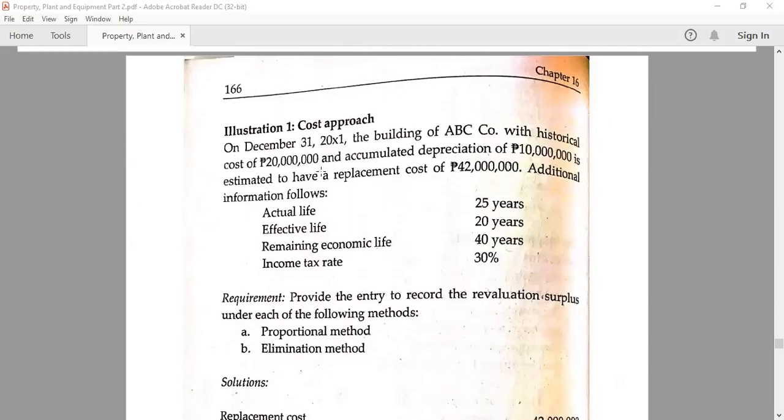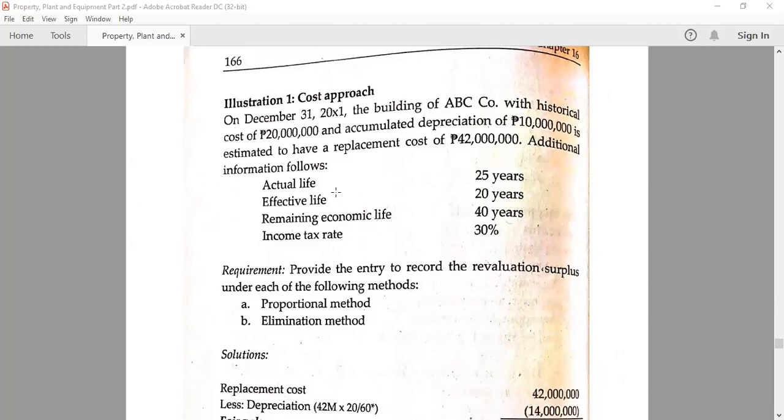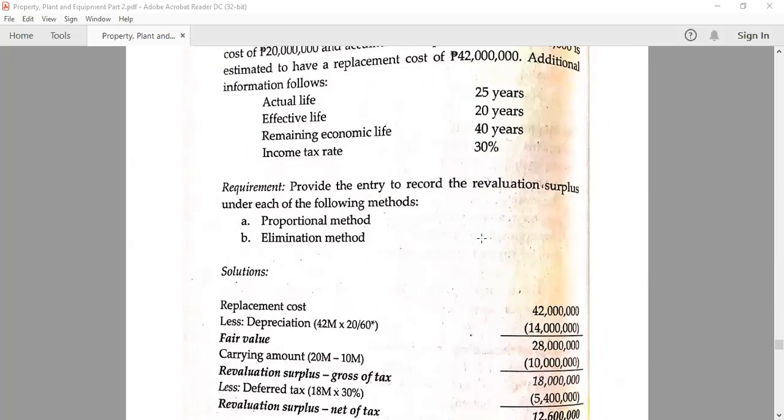Okay, so this is an example of that. Let's say historical cost is 20M, accumulated depreciation is 10M, replacement cost is 40M. Replacement cost means the cost at the current time if we would like to acquire a new asset, but a similar asset to that. We have the following given items.